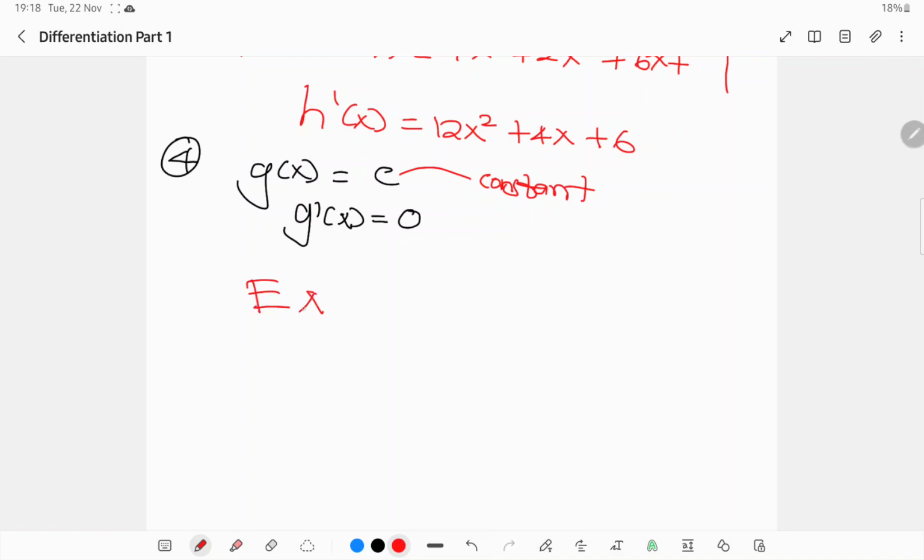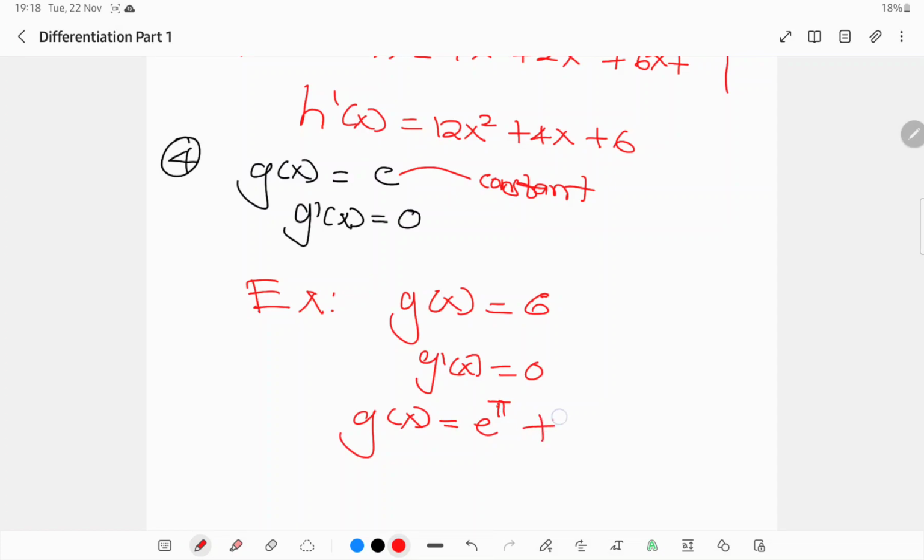So let's do a quick example here. We already know it. Example will be g of x equals 6, right? What is g prime of this? 0. Okay, let's do another one. g of x equals e to the power pi plus 7 e to the power t plus 4. Can you find the derivative of this? Yeah, it's 0. That's it.